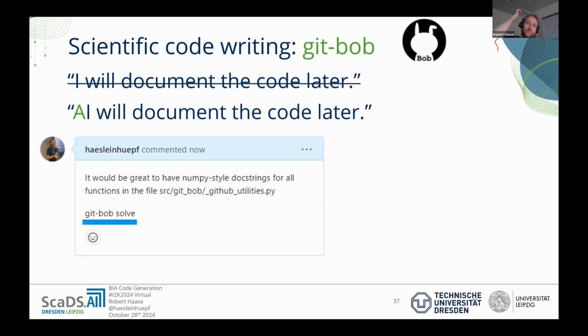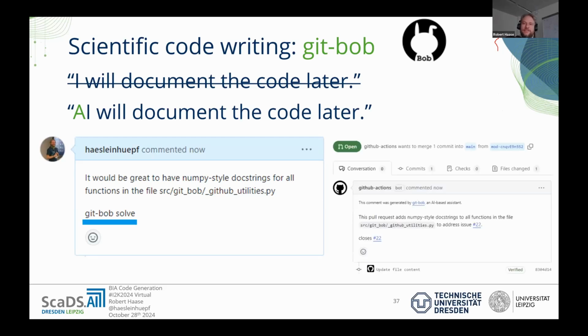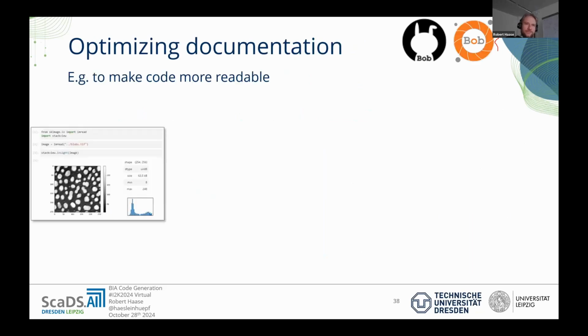So you see here an example, Gitbob, it would be great to have NumPy style docstrings for all the functions in this file. Gitbob solve, and then it will send a pull request, adding code documentation. This is such a great tool for eventually writing the documentation for all this code. This also has to be peer reviewed by a human, and the human should also fine tune maybe here and there some words to make this look really, really good. But it takes off a lot of work from the shoulders of the developers of these open source libraries.